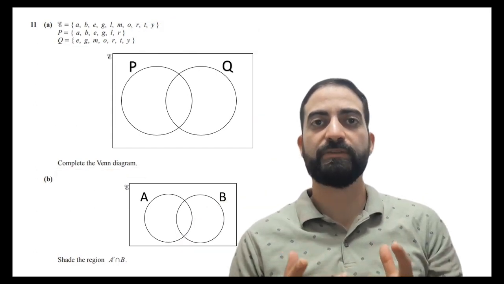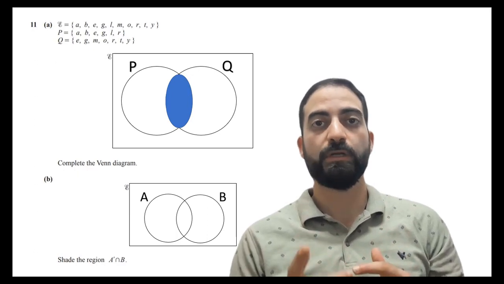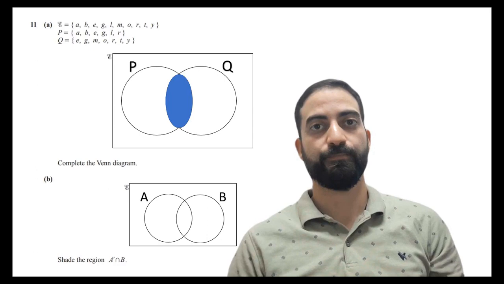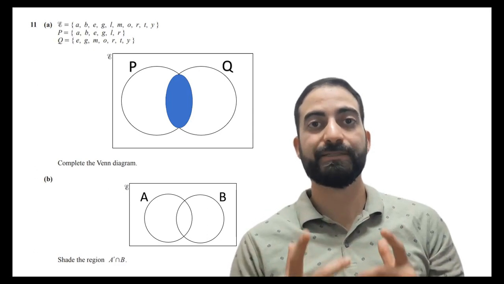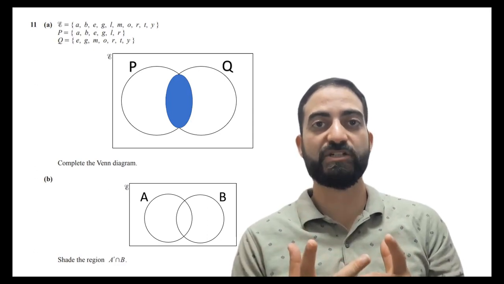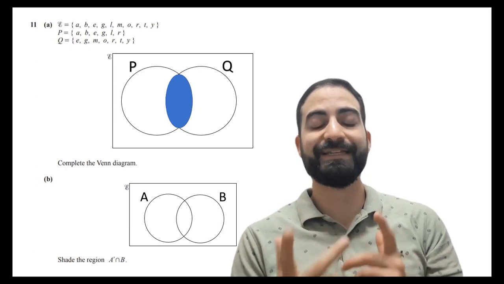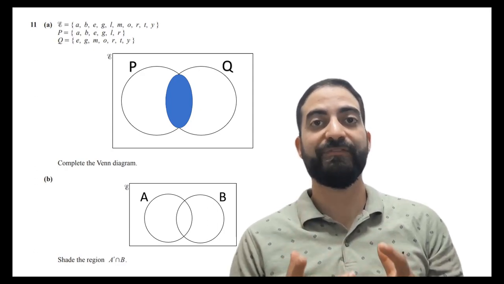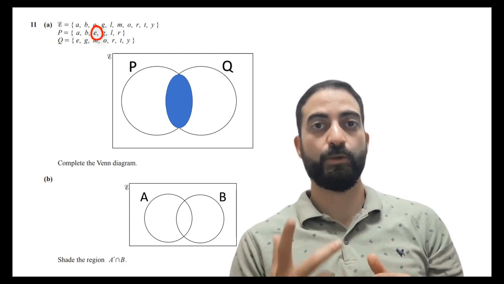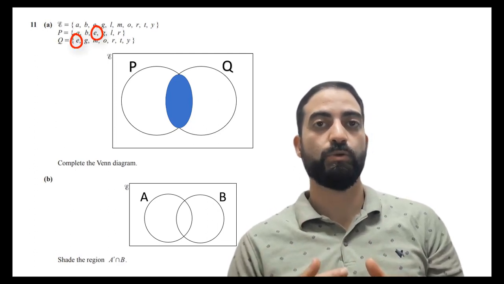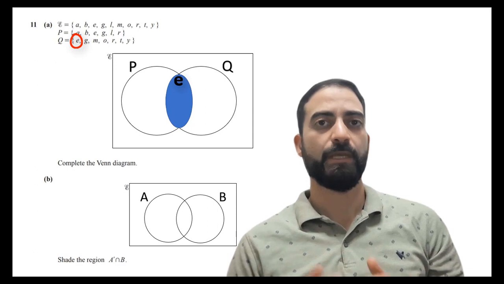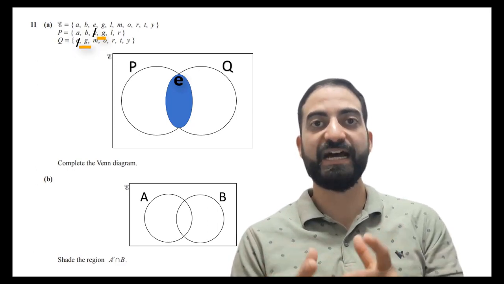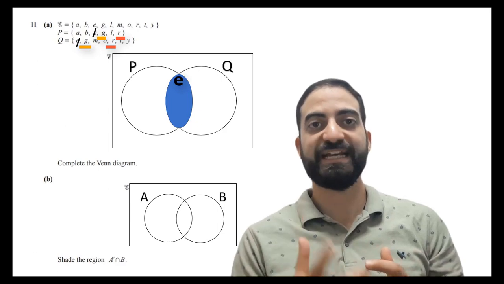We also notice that this part is for the intersection between P and Q. First, we'd better start by placing the intersection elements between P and Q. We also notice that in the set P we have E, and also in Q we have E. So we put E here. And also in the sets P and Q we have G and R. So we put G and R here.